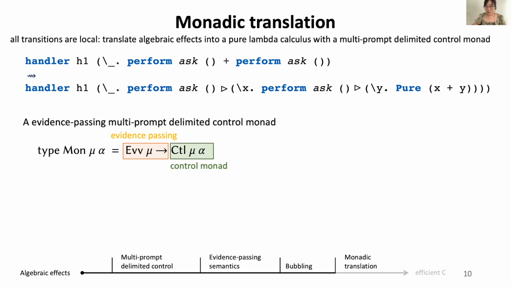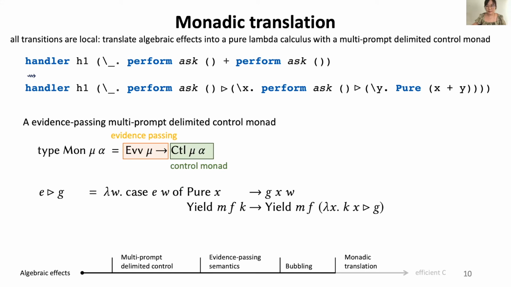The definition of control monad can be better understood via the monadic binding of mon. If we bind E with G, we will first evaluate E. If E results in a pure result, then we can pass the result and the current evidence vector to G. Otherwise, if E performs an operation and thus generates a yield, we will bubble this yield and add G to the partially built up resumption. You can see all ingredients of transitions in this definition. We have evidence passing, multi-prompt delimited control, and bubbling.